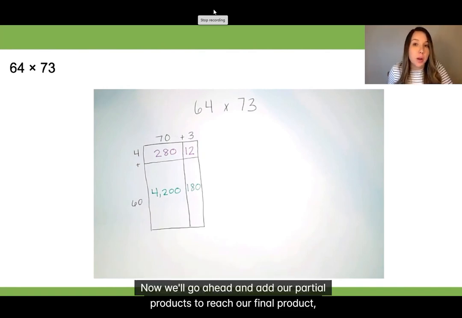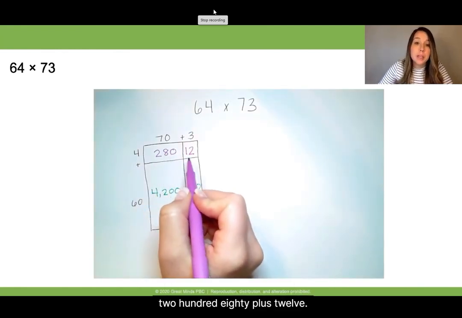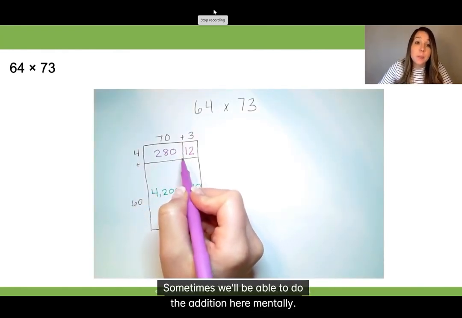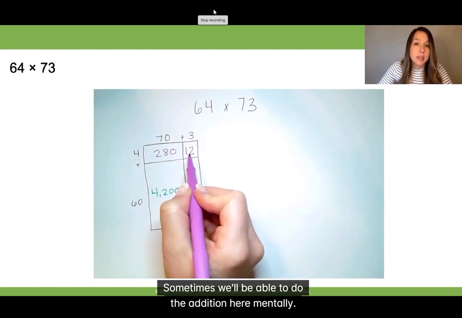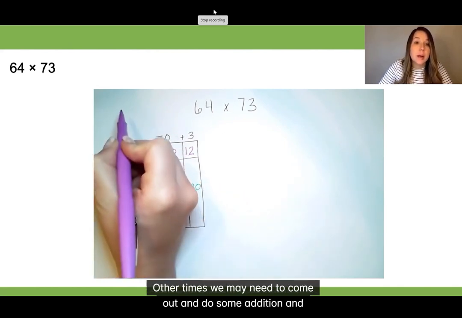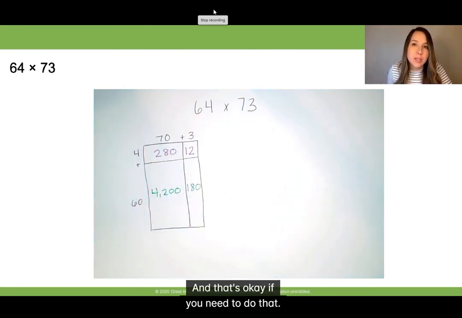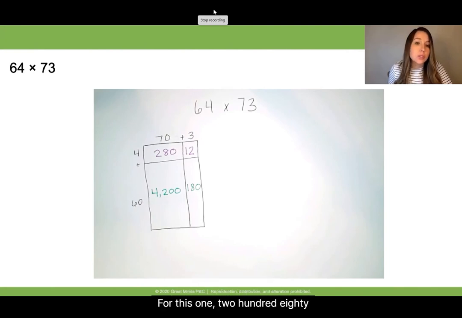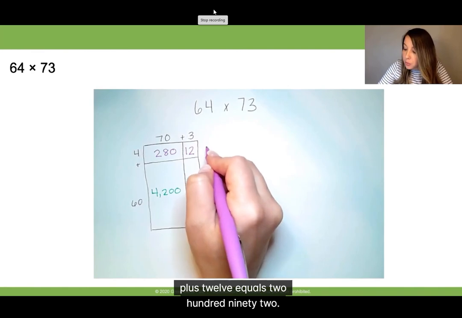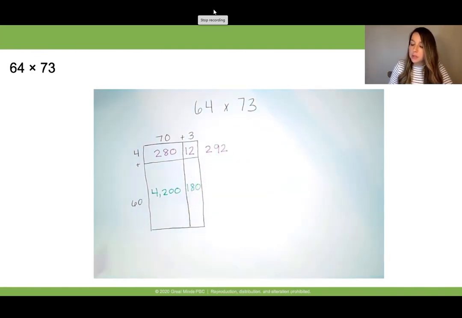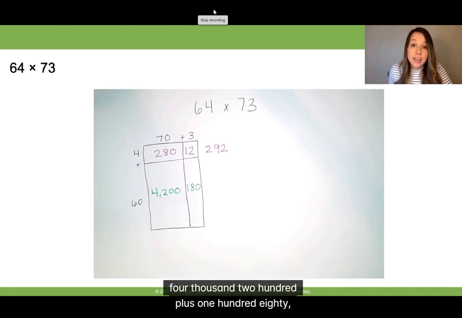Now we'll go ahead and add our partial products to reach our final product. 280 plus 12. Sometimes we'll be able to do the addition here mentally. Other times we may need to come out and do some addition and then come back to our area model. And that's okay if you need to do that. For this one, 280 plus 12 equals 292. For our next partial product, 4,200 plus 180, that equals 4,380.